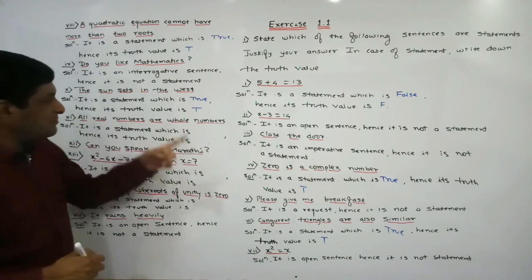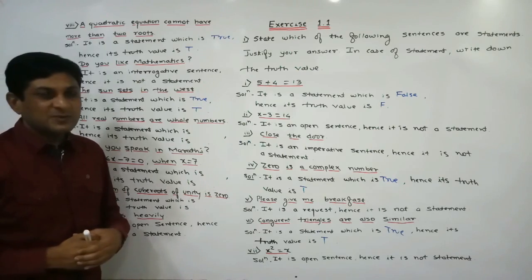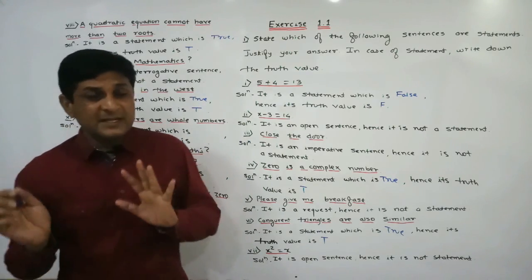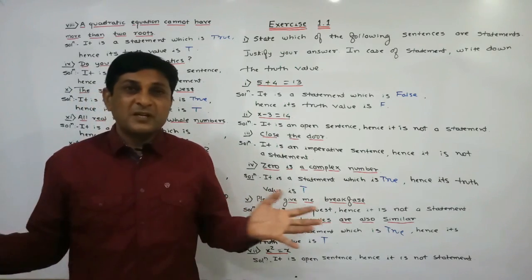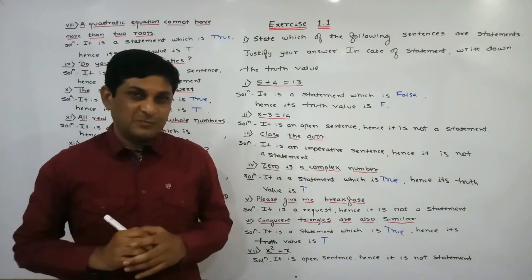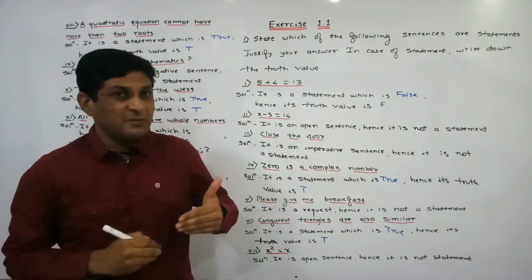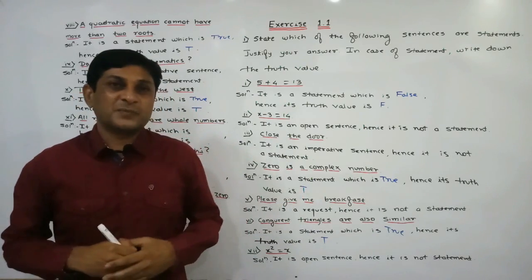See, all real numbers are whole numbers. So we know that real numbers are formed by all rational and irrational numbers, and one part of the real numbers is the whole numbers. Means whole numbers are a subset of what?